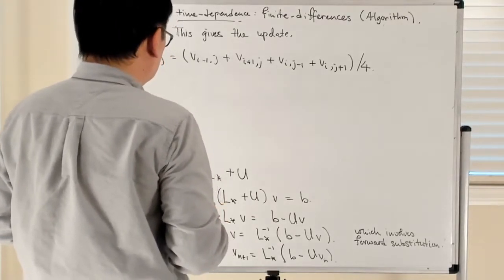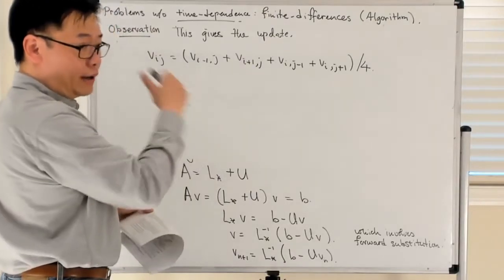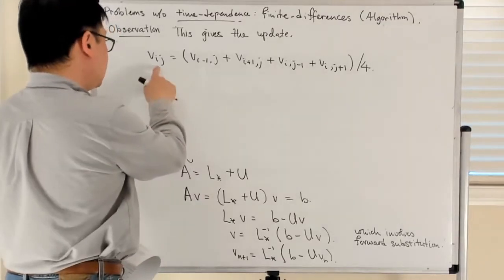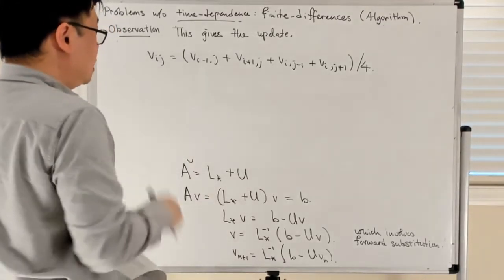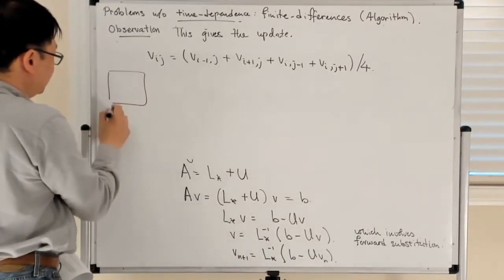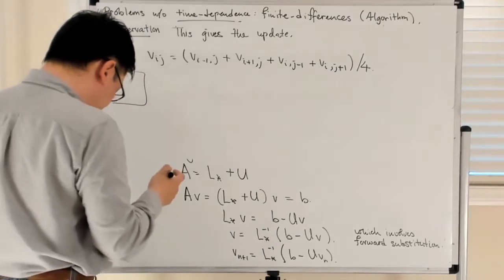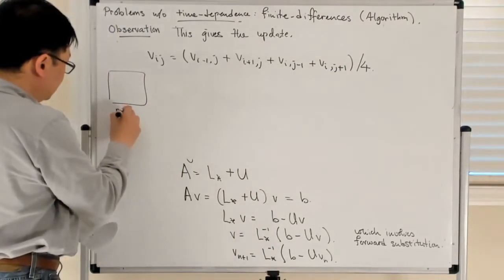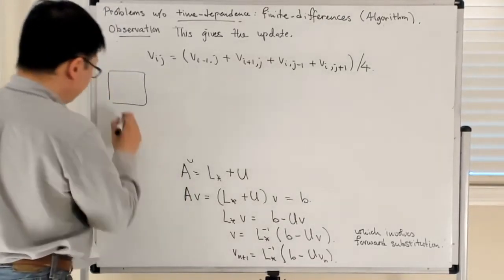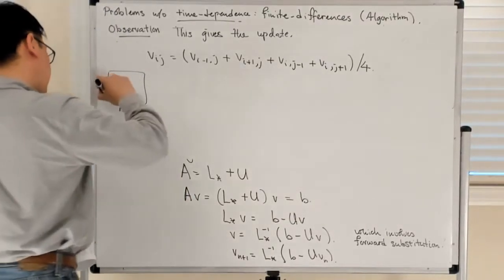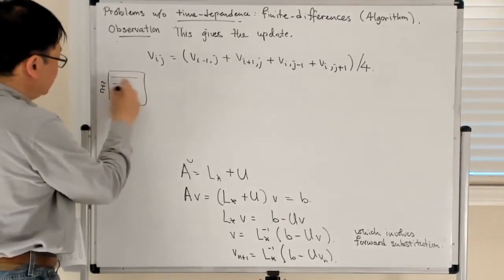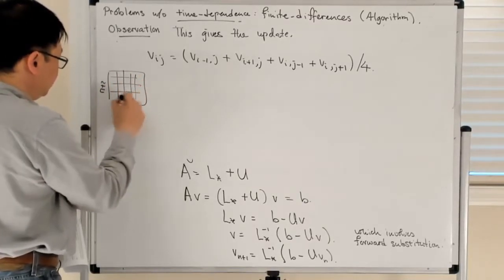Okay, so if you recall, that's really just rewriting the defining equation for the finite difference algorithm by solving for Vij. Right, so the way it's set up, if you will, is that you're actually going to work with this n plus 2 by n plus 2 sort of array of values.